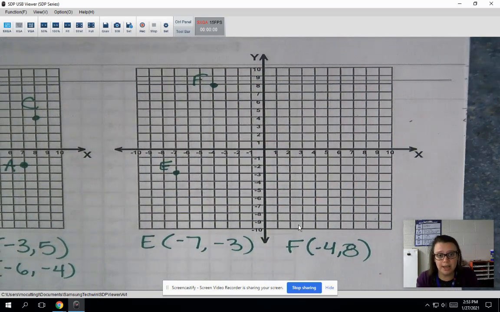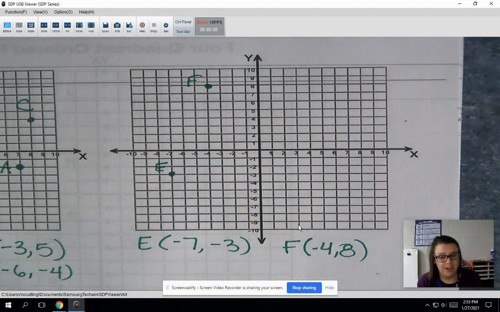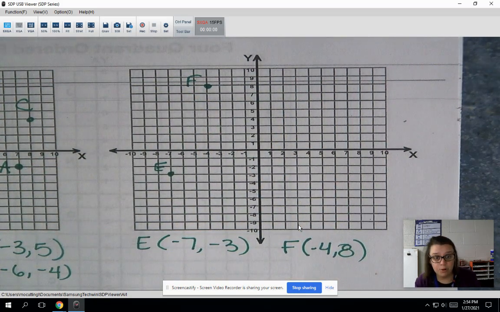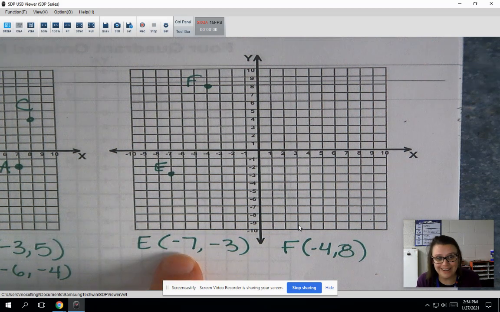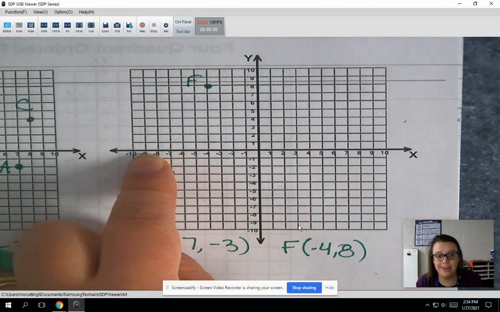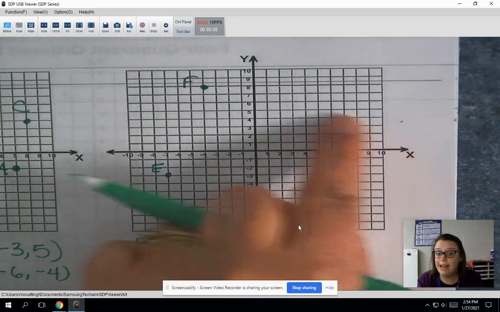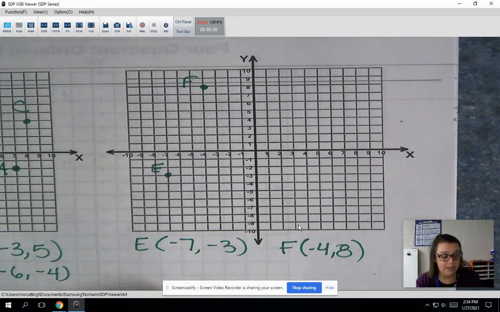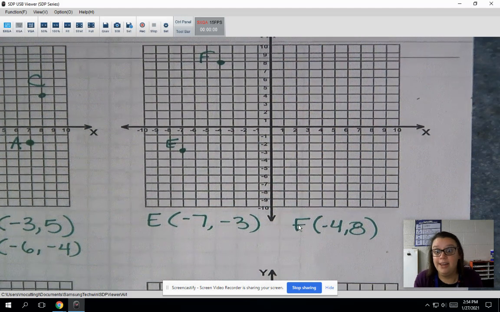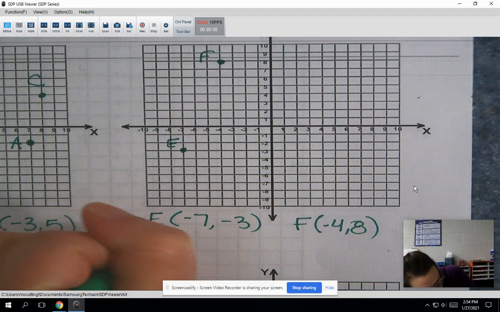A question that I always get when we first start with the full graph is, how do I know which of these boxes to put it in? Well, it depends what your coordinates are, because there's only one -7, -3 on this graph. So if I go across to -7 and down to -3, it ends up in this box. I can't plot -7, -3 in any of these other boxes because it won't be the right numbers. So I don't know if that helps or not, but hopefully.